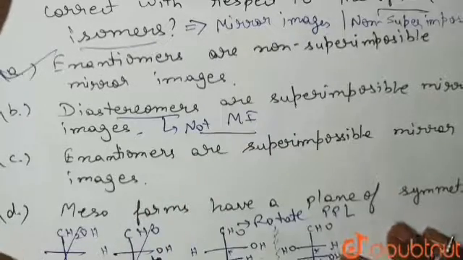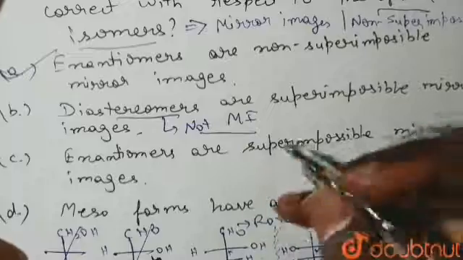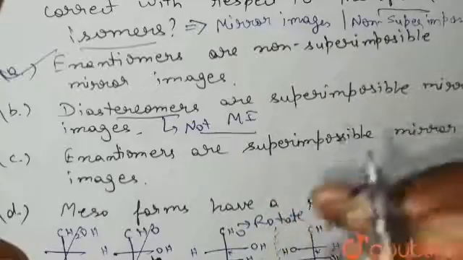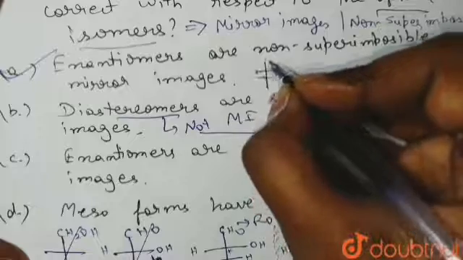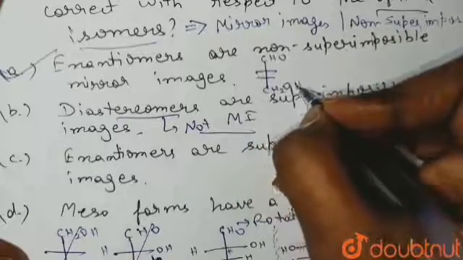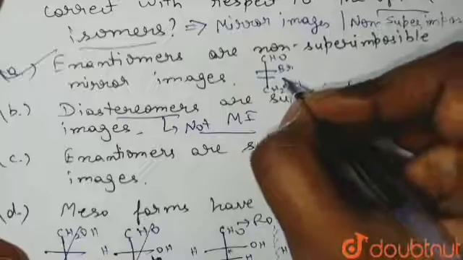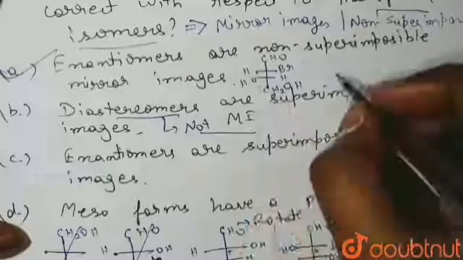Okay, and why are they not mirror images of each other? Because they are different from each other. That means, let me give you an example. I'll take this example again. We have a CHO here, a CH2OH here, a Br group here, H and OH here, and an H here.